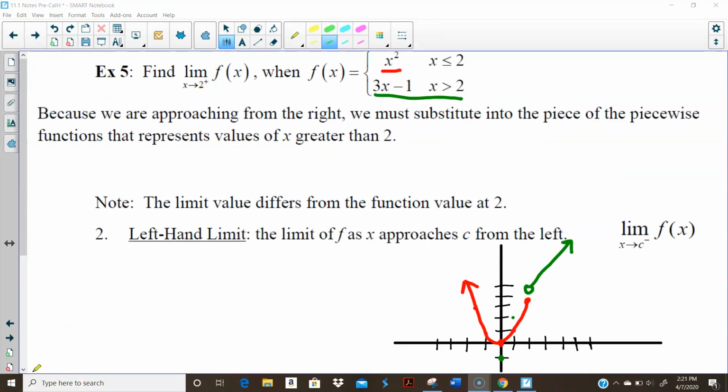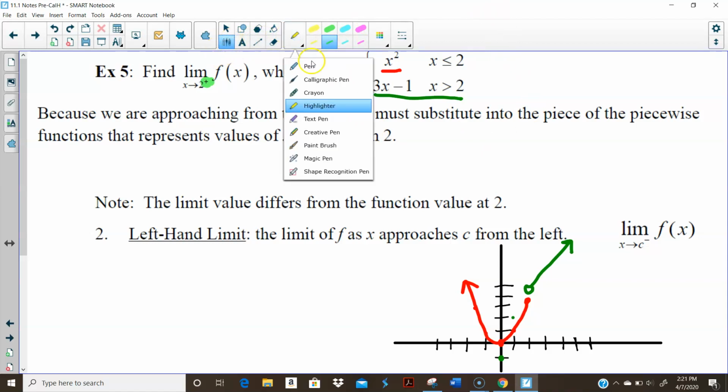Example 5 is what we refer to as a one-sided limit. The limit as x approaches 2 from the right. See that little plus? That means from the right-hand side. So we're going to find the limit as x approaches 2 from the right of f of x. f of x this time is a piecewise function, and I graphed the piecewise function so you could get a visual of what's happening.